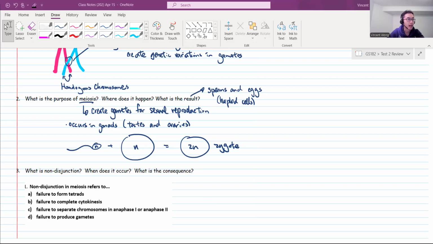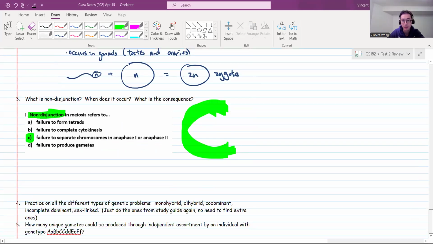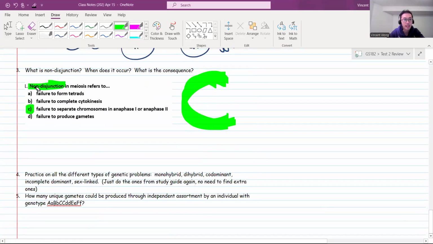That's fine. The correct answer, non-disjunction, is failure to separate chromosomes in anaphase 1 or anaphase 2. If you see non-disjunction on the test, choose C. Free question, everybody gets 1 mark. They don't separate, and as a result, you get an extra chromosome in some gametes and missing chromosomes in others.